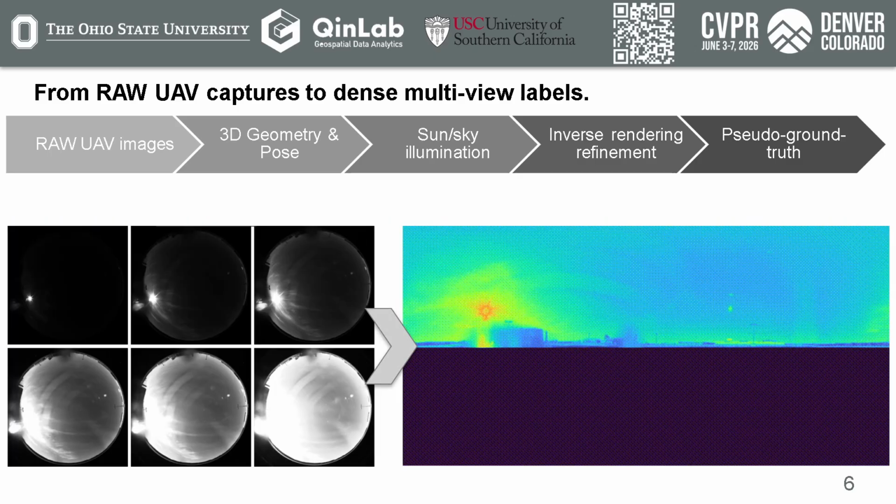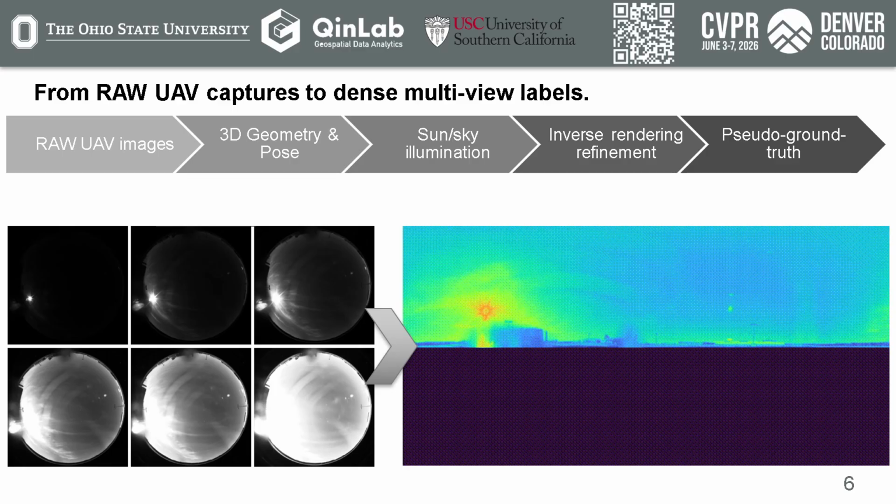Our pipeline starts from raw UAV captures. We first recover accurate camera poses and scene geometry. Then we estimate outdoor illumination using the sun position and sky observations. Finally, an inverse rendering refinement step produces pseudo-ground truth albedo and shading. The pipeline is designed to be practical for real outdoor data, where fully controlled ground truth is extremely difficult to acquire.